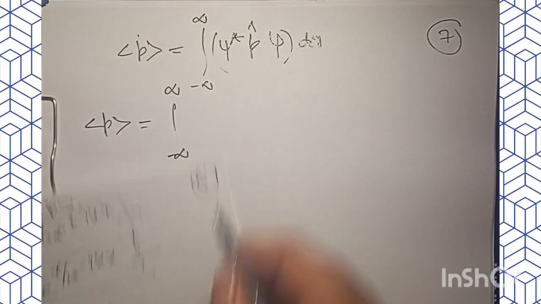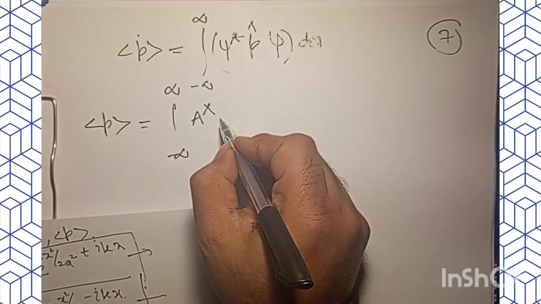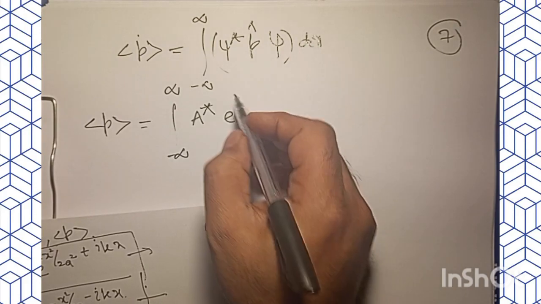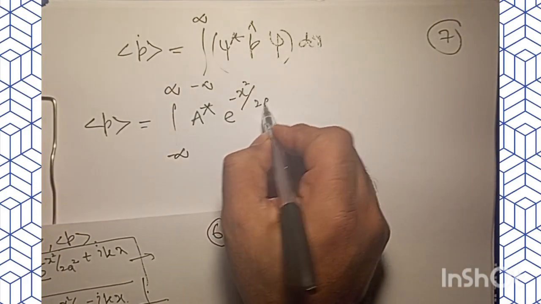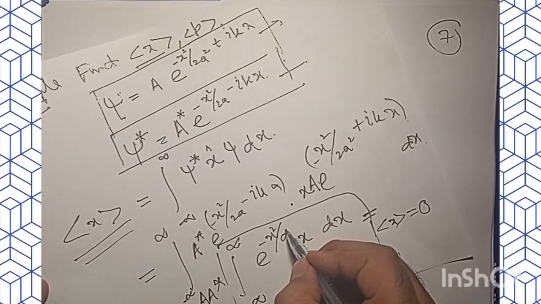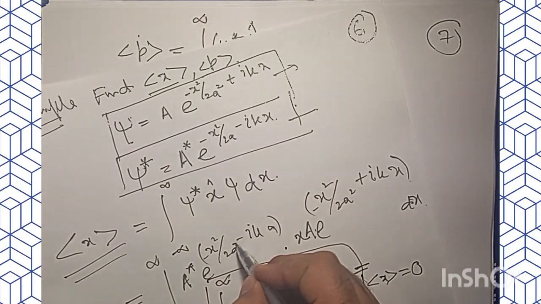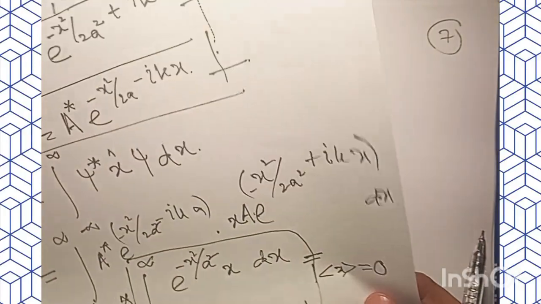So for psi star, I have a star e to the power of minus x squared by 2a squared. Okay, that is squared here. Okay, so that is squared. I have committed this mistake. I'm extremely sorry for that.